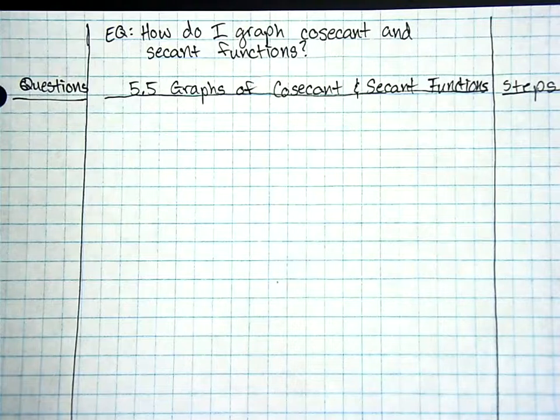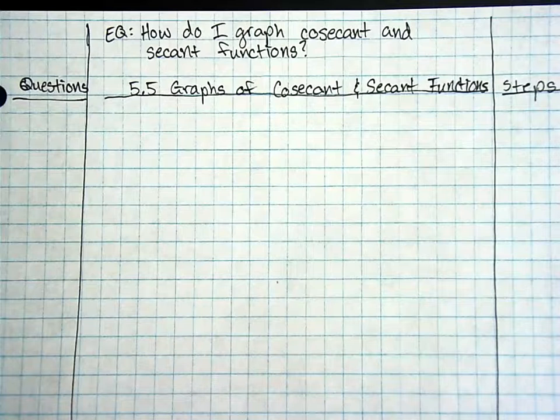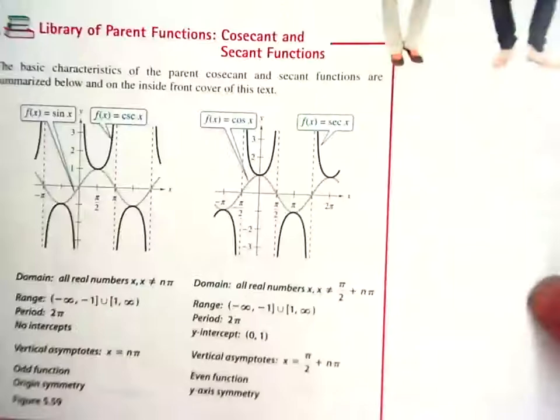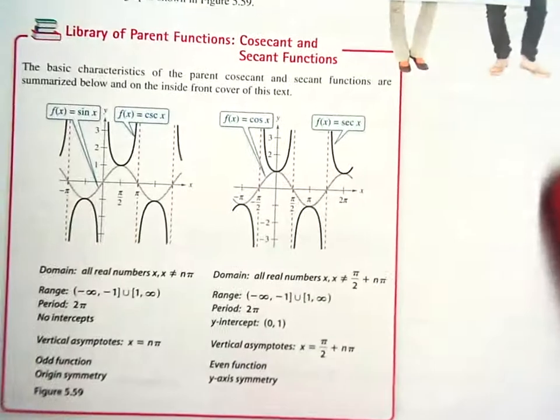Welcome back, everyone. We're going to continue on now with 5.5 again, but this time we're going to be graphing cosecant and secant. So the essential question today is, how do I graph cosecant and secant functions? As before, we're going to go ahead and copy down the library of parent functions, and we're going to write down exactly what they have in here, so go ahead and take a moment to do so.